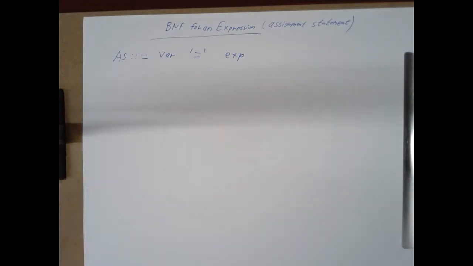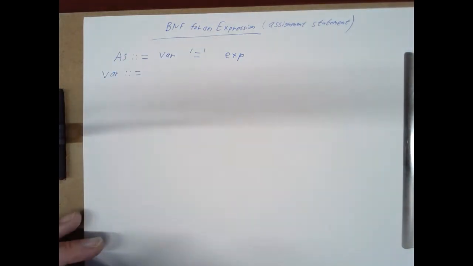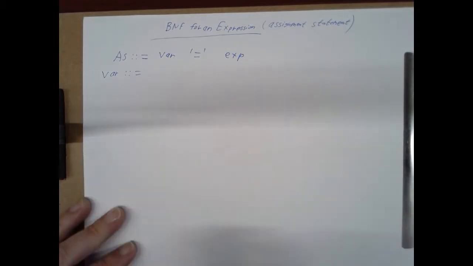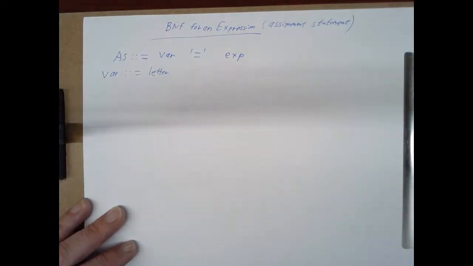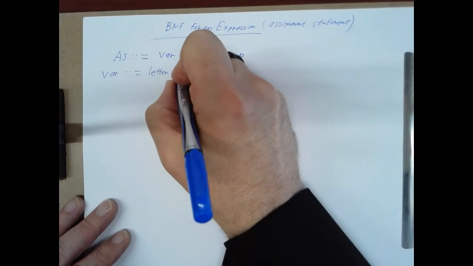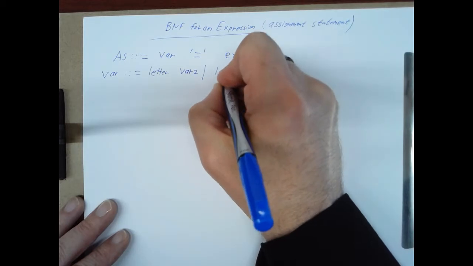And this does us no good unless we know what a variable is. So what is a variable? Well, what do we think of as being a variable? It's a string of letters and numbers, right? And you have to have at least one symbol. And usually the first symbol can only be a letter. It can't be a number. So we'd like to write BNF for that kind of variable. So a variable could be a letter followed by what I'm going to call a variable 2, or it might just be a letter.